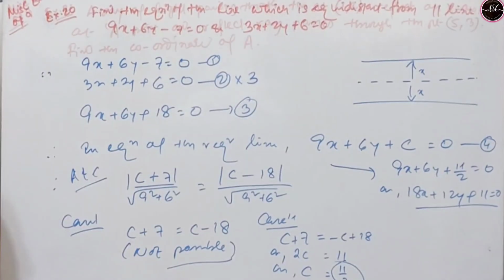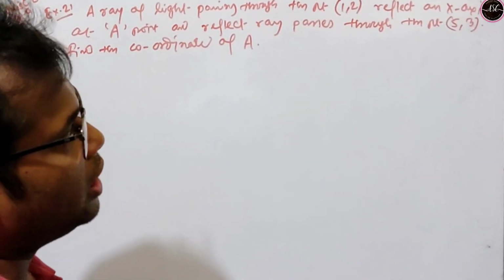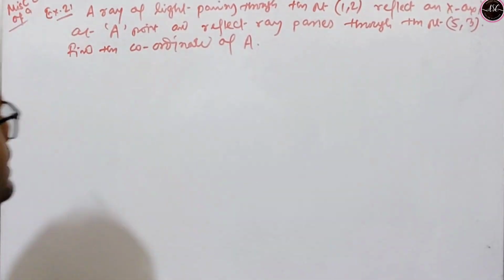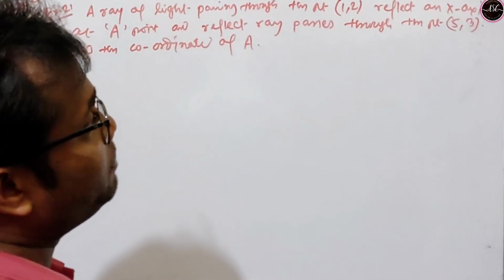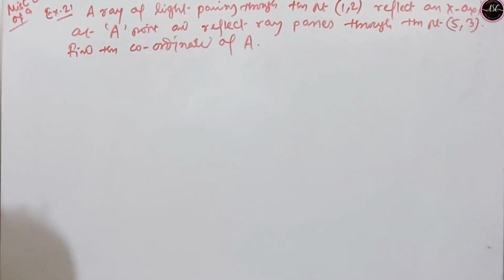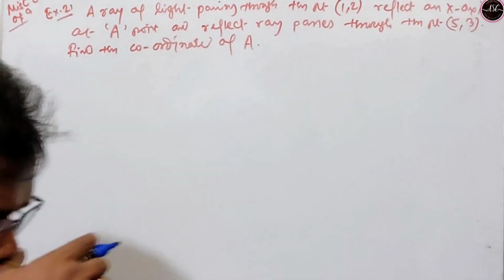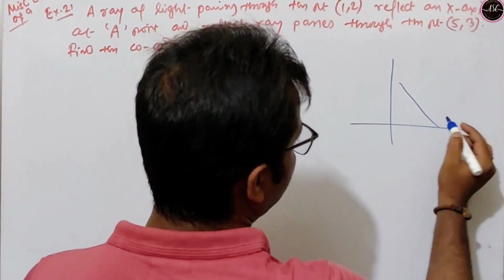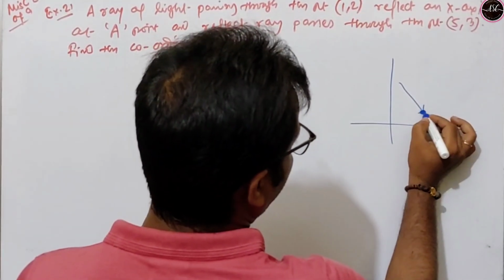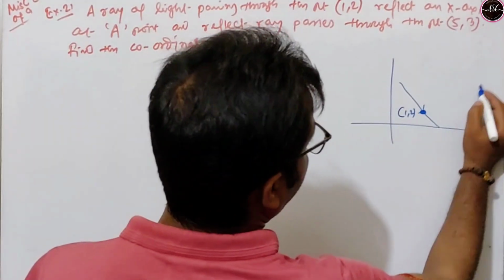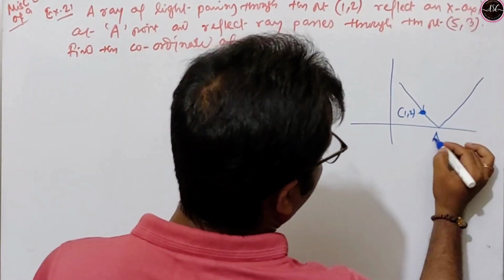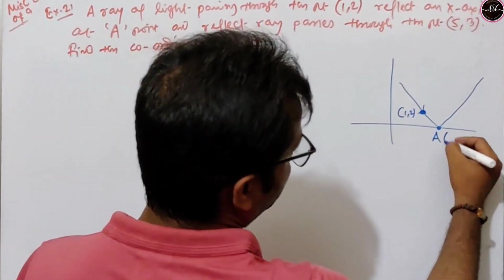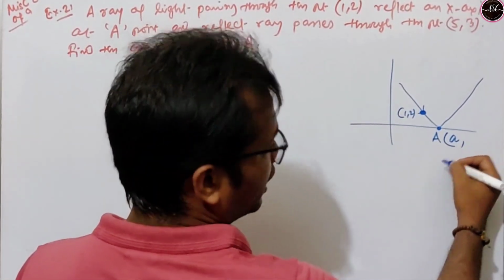Then look at this question. A ray of light passing through the point (1, 2) is reflected on the x-axis at a point A, and the reflected ray passes through the point (5, 3). Find the coordinate of A. So just look here. This is the coordinate plane, and let this be the ray passing through (1, 2) and reflected on the x-axis at A. So the coordinate of A will be (a, 0).